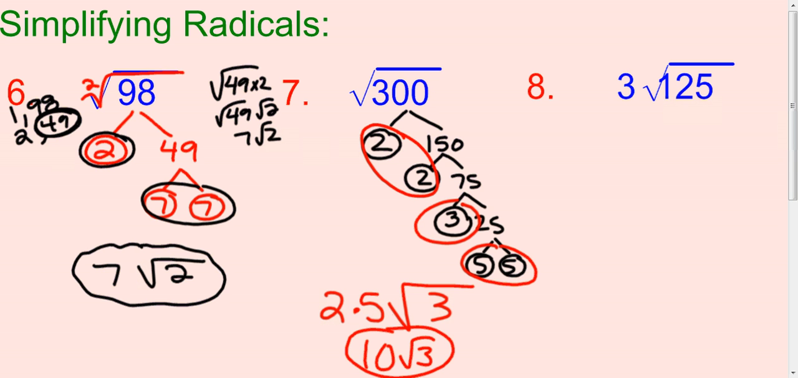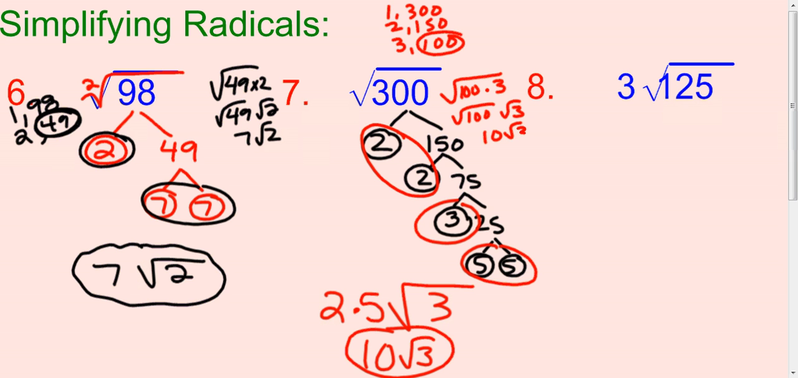The other way to do it would be to go, all right, 300 is 1 times 300, or 2 times 150, or 3 times 100, and I go, oh, there's a perfect square, okay? And there's lots more. I could go 5 times 60, all kinds of things. But I want to find the biggest perfect square that goes in there. So 100 goes in there, so I would rewrite 300 as 100 times 3, which is really the square root of 100 times the square root of 3, and the square root of 100 is 10, so 10 root 3.